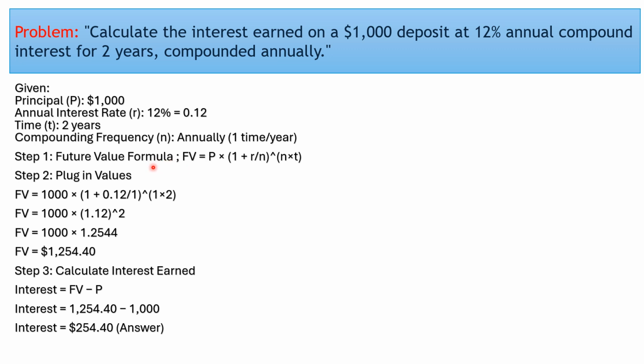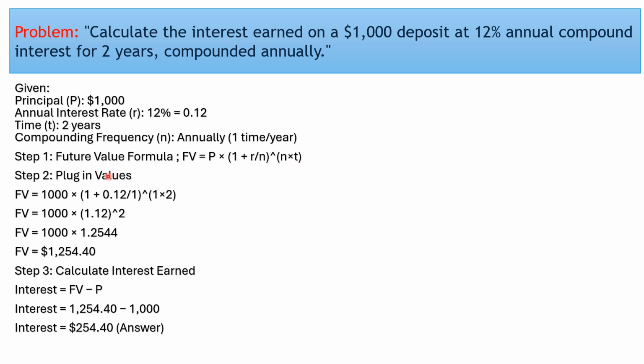That is the future value formula. FV is equal to P into (1 plus R by N) to the power of N into T. P is equal to the principal amount, that is $1,000. R is equal to interest rate, that is 12% given in the question. N is equal to the number of times interest is compounded, that is annual. So N is equal to 1. T is equal to total duration of the investment deposit, that is 2 years.